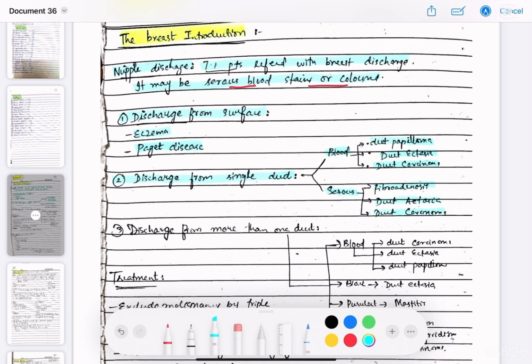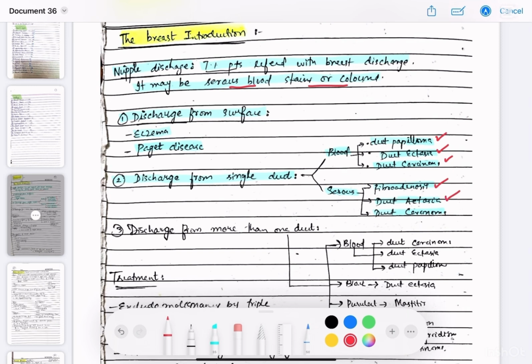Okay, so discharge from a single duct, whether it is serous or blood. If it is blood, then it is duct papilloma, duct ectasia, and duct carcinoma. If it is serous, then it is fibroadenosis, duct ectasia, or duct carcinoma.